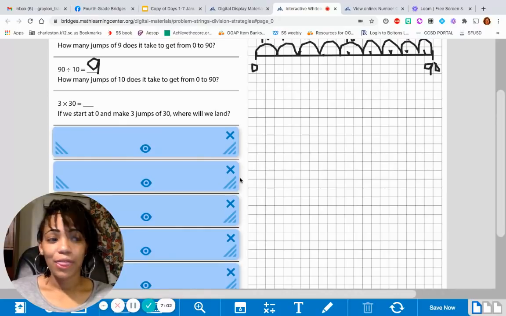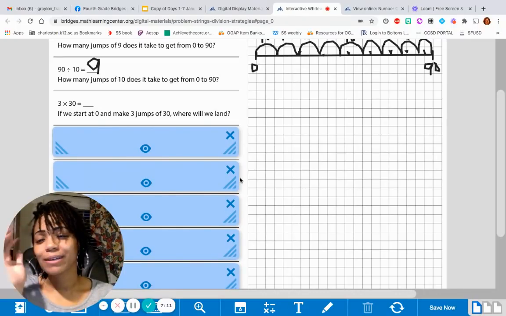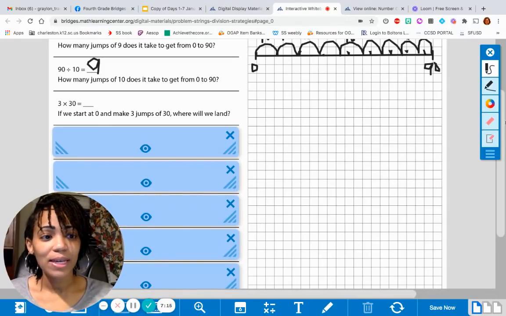3 times 30. Maybe you guys already know 3 times 30, but we're going to represent our thinking on a number line. We start at 0 and make 3 jumps of 30. Where are we going to land? Work it out really quickly.